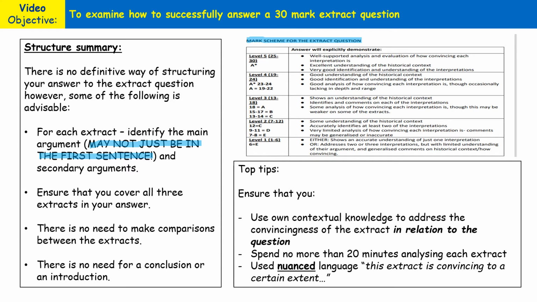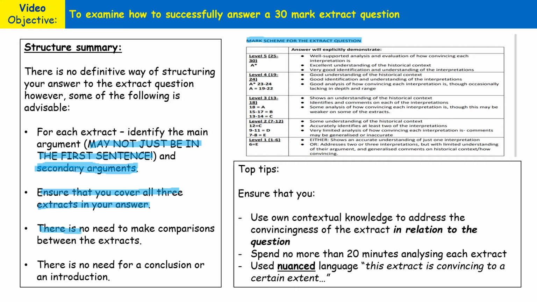Now I know you've got only an hour for the extract question within the paper. However, it's important that you grasp the overall argument and also any sub-arguments or secondary arguments in each of the extracts. Don't rush this. Make sure you give yourself time to cover all three extracts in your answer. One of my top tips, which we'll talk about in a second, is to spend no longer than 20 minutes analysing each extract. Because there are 3 extracts and you have an hour for this question, that's 20 minutes for each extract.